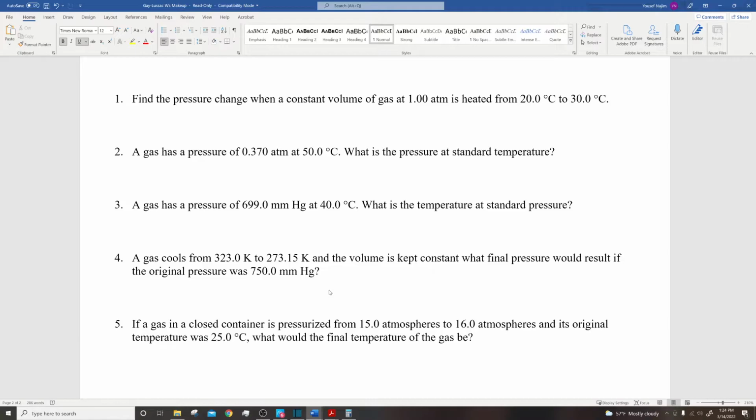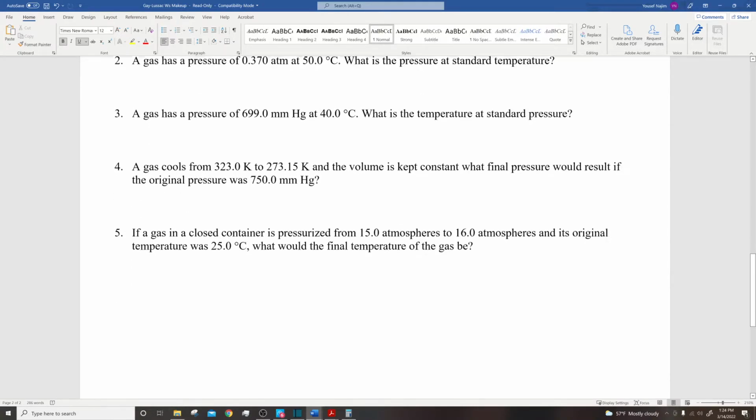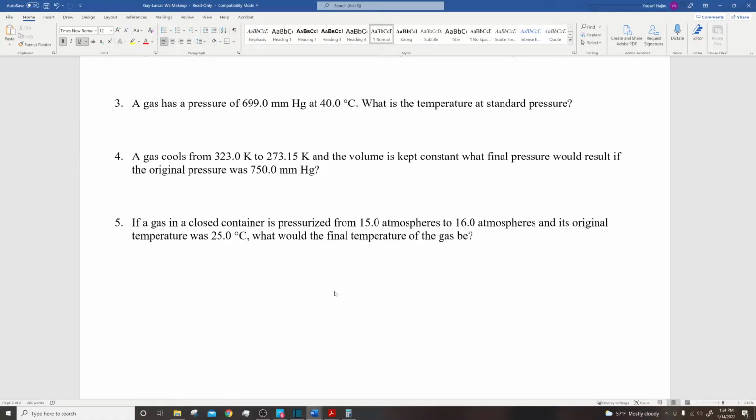So it says a gas has a pressure of 699 mmHg at 40 degrees C. So this is going to be our P1. This is going to be our T1. It says, what is the temperature at standard pressure? So standard pressure we know is 1 atm. So 1 atm is going to be our P2. So let's go ahead and solve this. So P1 is equal to 699. T1 is equal to 40 plus 273, which is going to equal 313, I believe. And then P2 is equal to 1 atm.